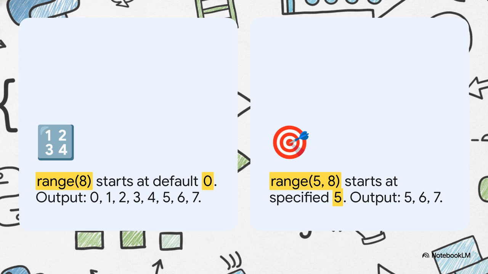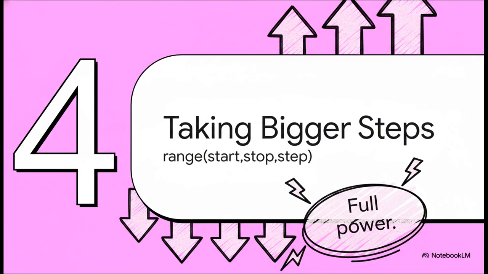But on the right, look at range(5, 8). We're giving it 2 numbers now, a start and a stop. And just like that, it starts counting at 5, and it still stops before 8. So we get 5, 6, 7. We've just unlocked a whole new layer of precision. And now for the final piece of the puzzle, the pro move.